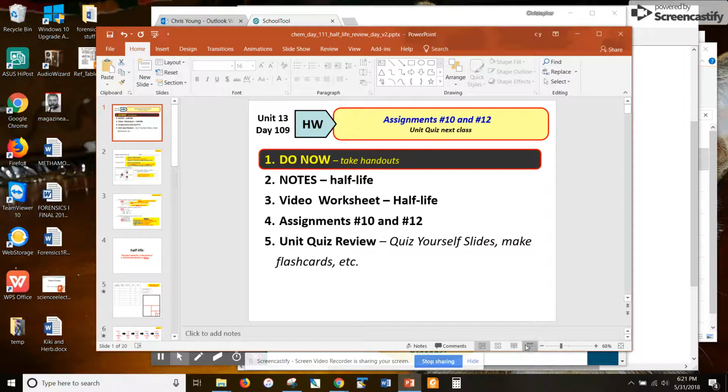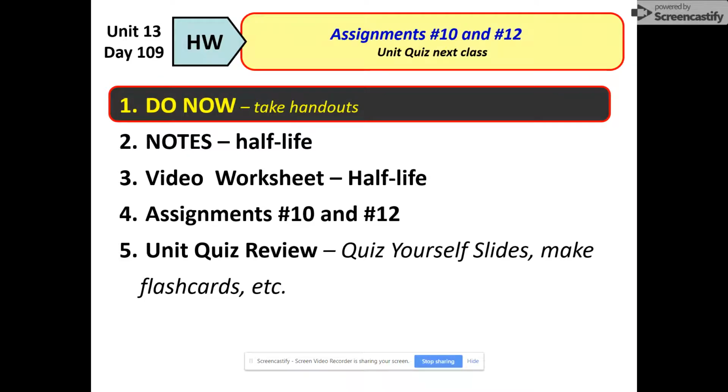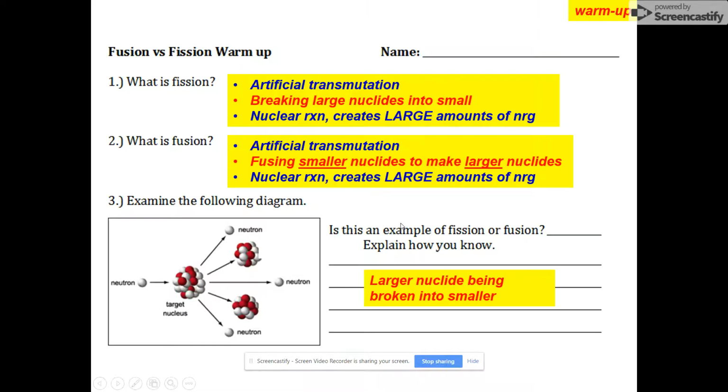Hey there, folks. All right, here is a little summary of what we're going to do today, day 3 of nuclear chemistry. I'm going to give you a few notes about half-life. You are going to do a video worksheet about half-life. You're going to work on some of the assignments for some practice problems, and you'll have some time for some review for the unit quiz. That'll include some quiz yourself slides that are on Google Classroom. Maybe you want to make some flashcards, etc. All right, here we go.